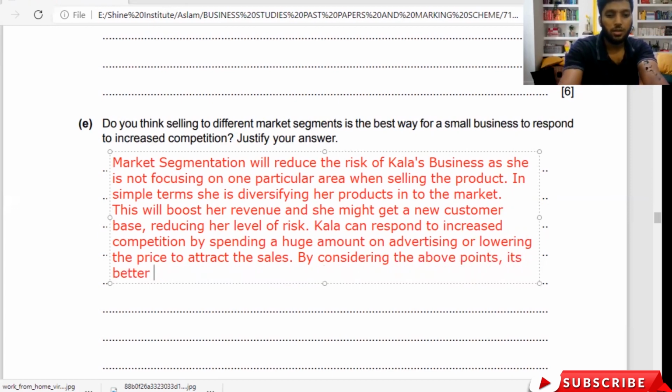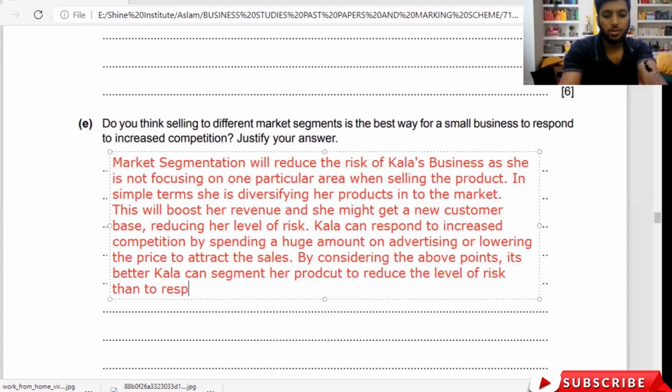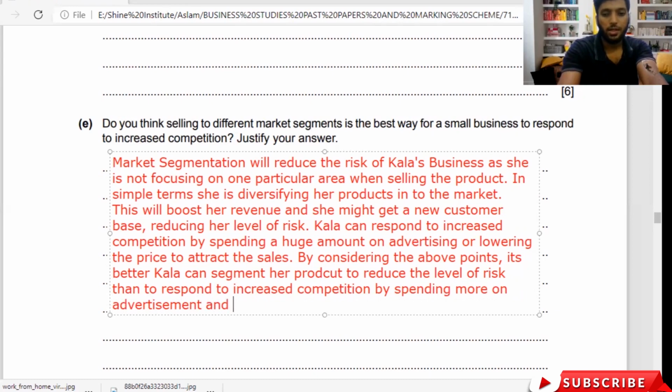It's better Carla can segment her product to reduce the level of risk than to respond to increased competition by spending more on advertisement and lowering the price, as it is reducing her profit at maximum.